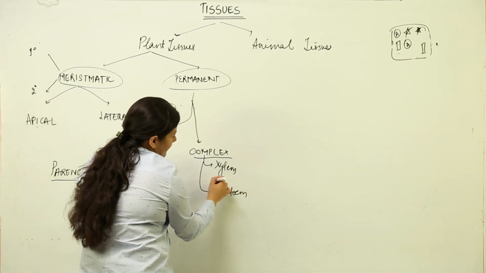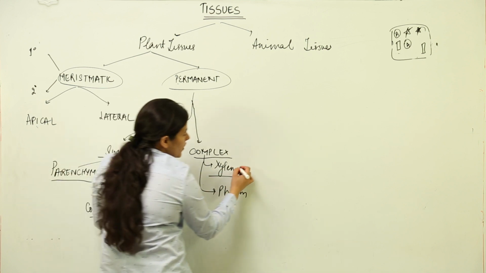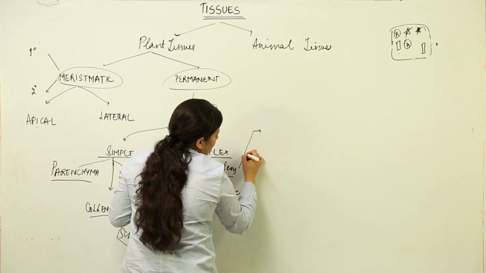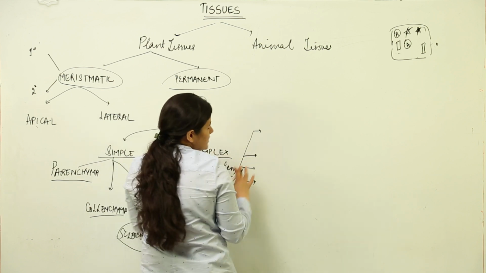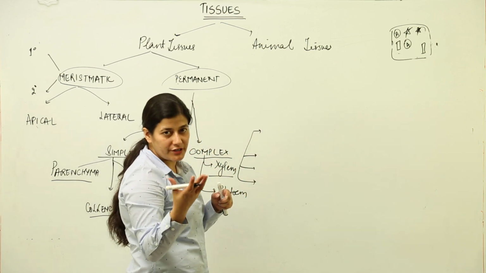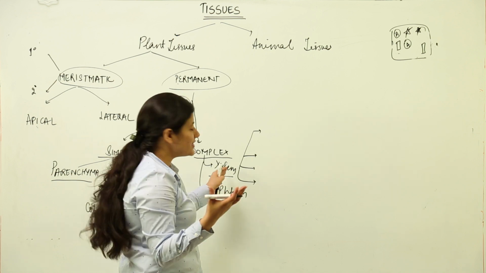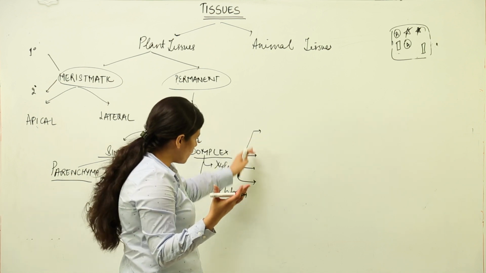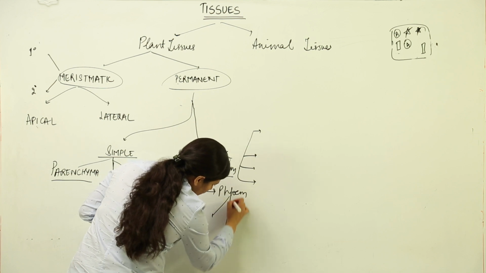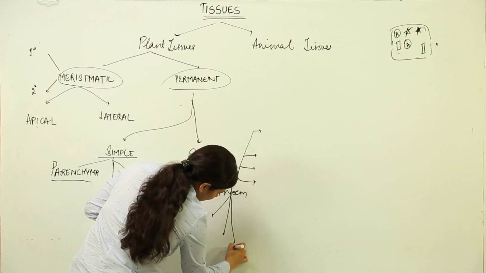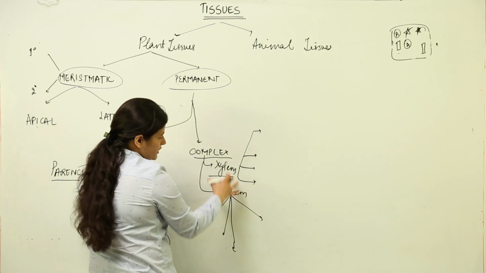So we have xylem, that is the complex permanent tissue, and it has 4 types of cells in it. 4 different types of cells. Now this xylem is primarily the wood, the furniture that you have at your house, that is xylem. This xylem is made up of 4 different types of cells, and phloem is also made up of 4 different types of cells. Now what are those 4 different types of cells?